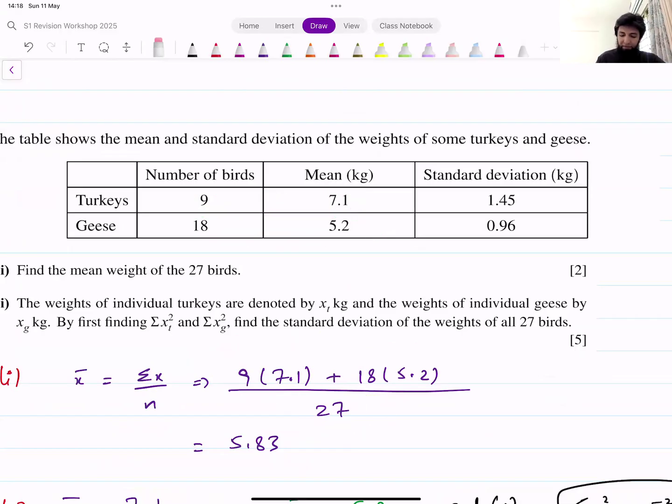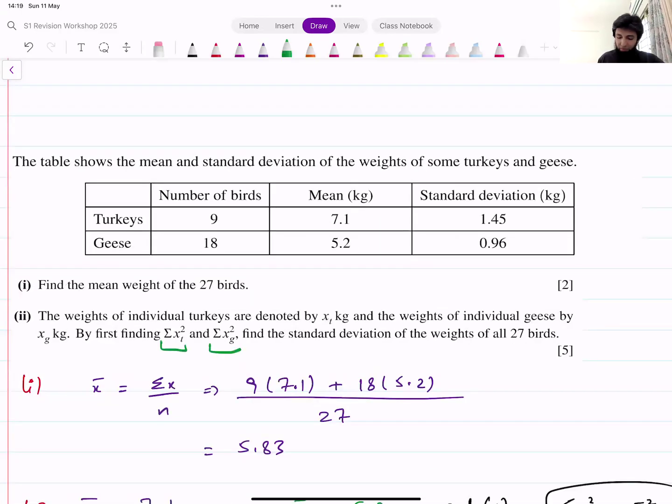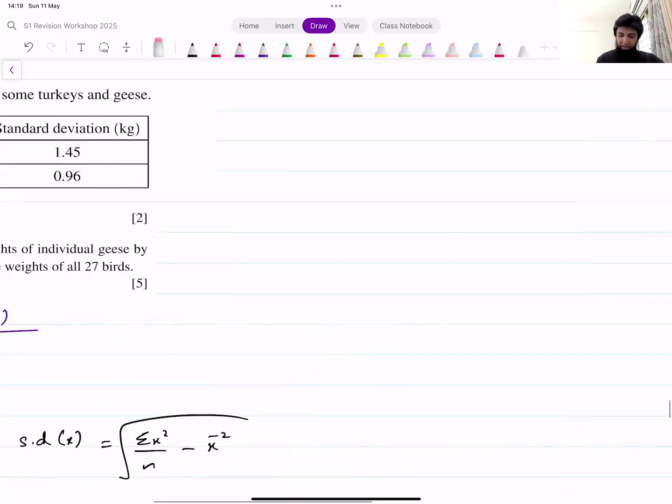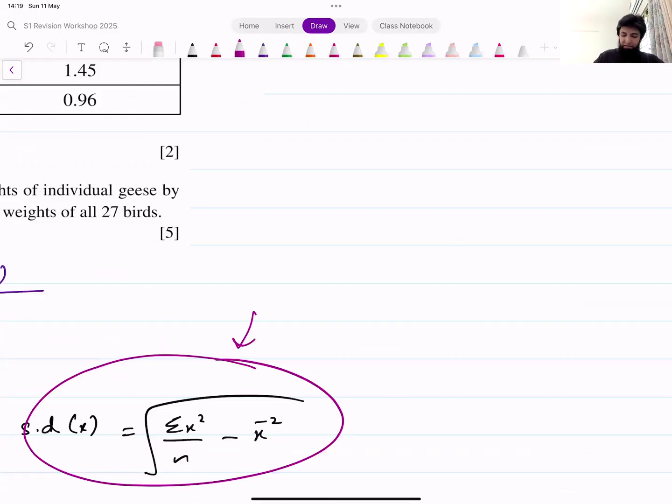Okay. Then they say weights of individual turkeys are denoted by xt, and for individual geese, we have xg. We want to find sigma x squared for both of them, and then find the standard deviation of all 27 birds. Now, what's the standard deviation formula? The standard deviation formula looks like this: square root of sigma x squared over n minus x bar whole squared. That's the standard deviation formula.